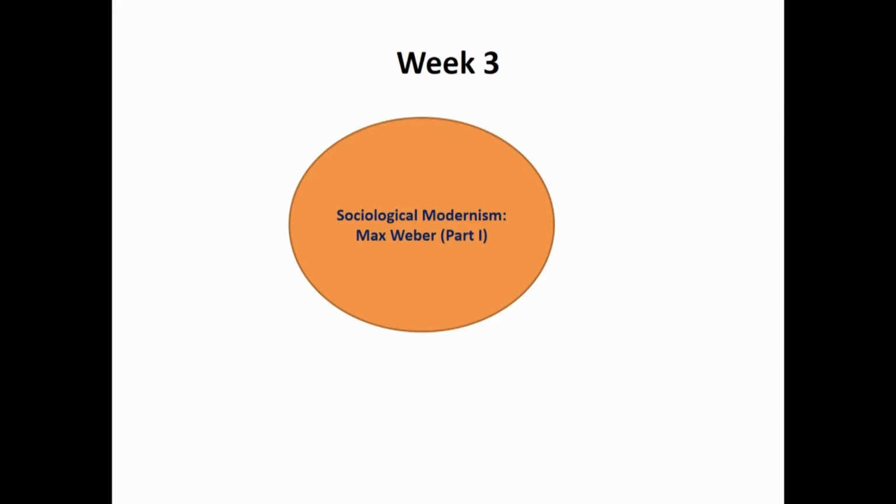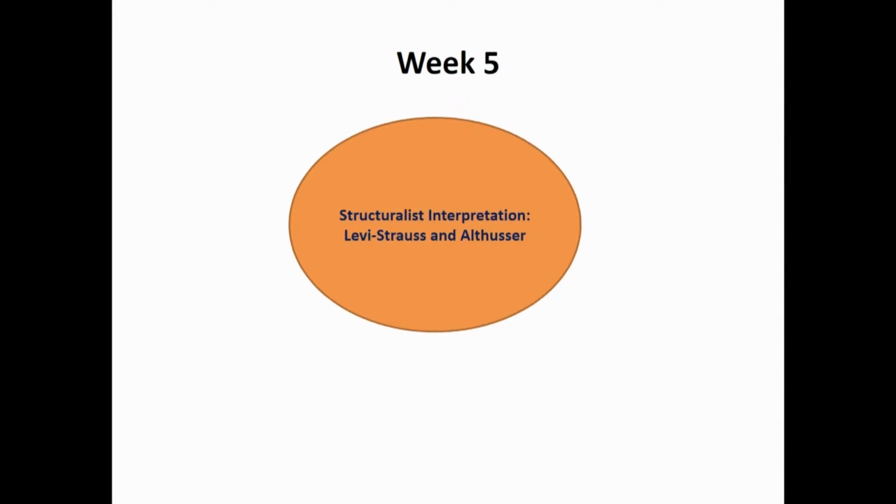Okay. In the fourth week we discussed part 2 of Max Weber, and the fifth week captures ultra relationalism, ultra modernism, the structuralist interpretation through the works of Levi-Strauss and Althusser. We discussed this in the context of holism or totality, relationalism and the death of the subject or the death of the author, difference, functionalism and modernity.